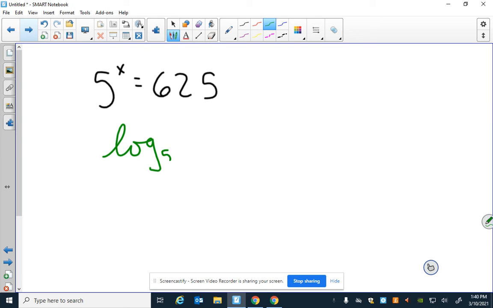Log base 5 of 625. Remember, we swapped positions. The 625 comes over to the left. So that equals x. And if you just have an entire expression on one side where it's just numeric, like everything on the left-hand side right now is a number, log base 5 of 625, you can put that in your calculator, and it will do it for you.